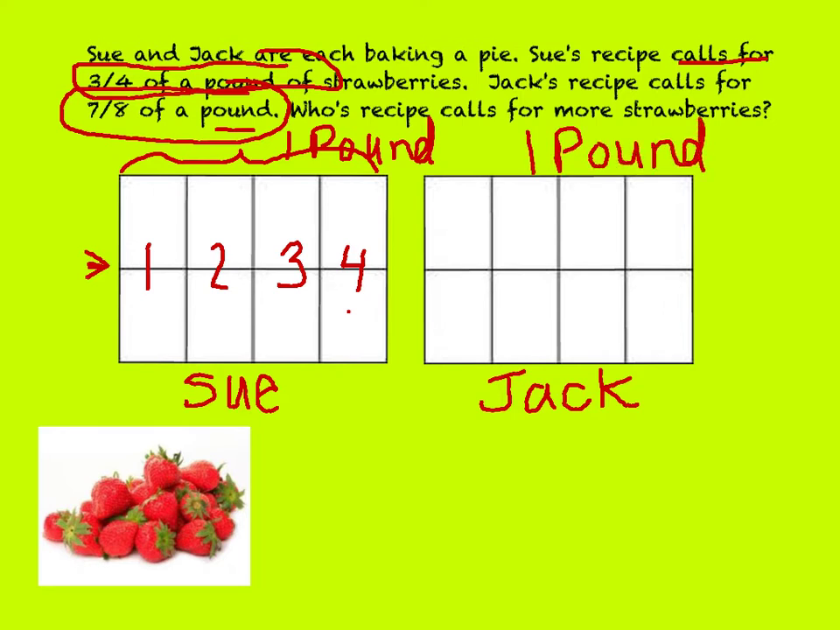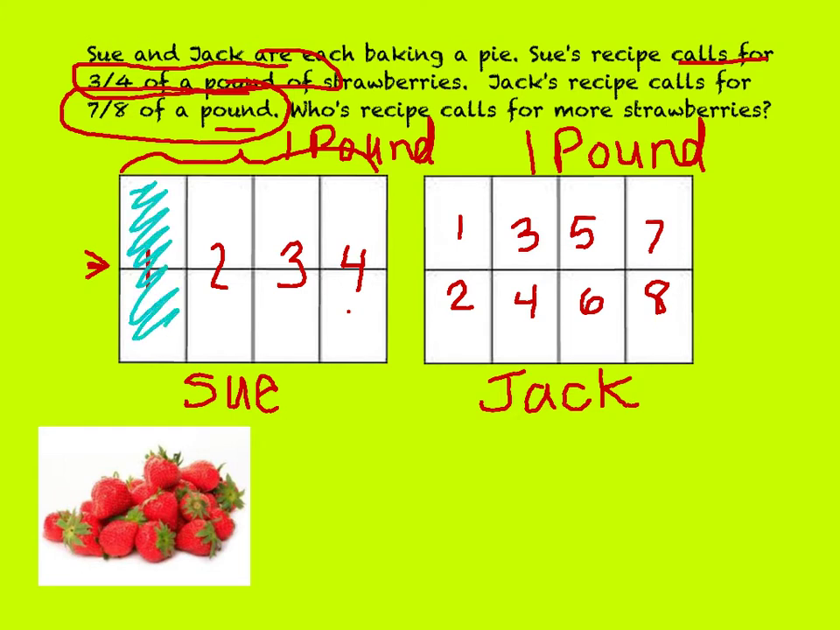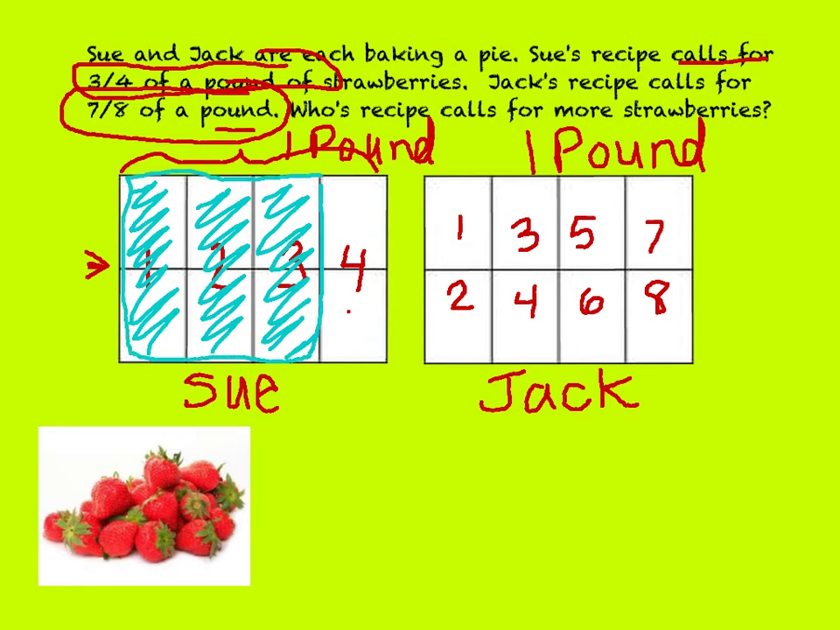All right, but Jack's is in eighths. So we're going to go 1, 2, 3, 4, 5, 6, 7, 8. So his pound is broken down into 8 sections, and Sue's pound is only broken down into 4 sections. Her groups are larger. I'm going to change my pen color so you can see what's going on here. We need to have 3 of her strawberry sections, 3/4 of the pound. So we're going to shade in all of this area right here, 3/4 of a pound.